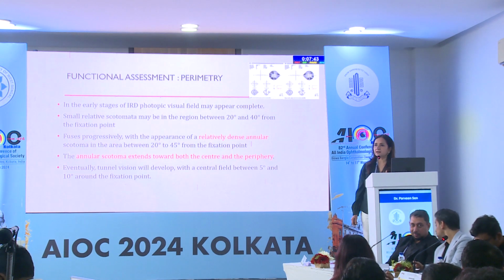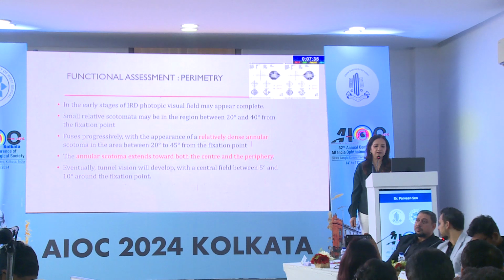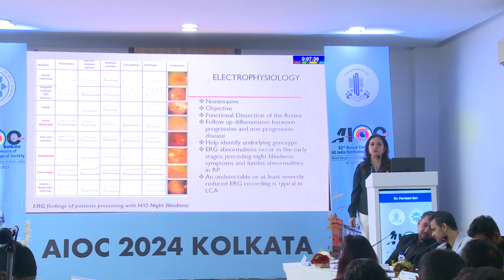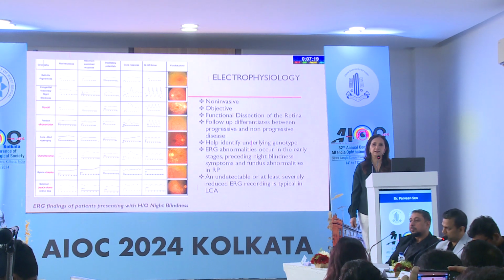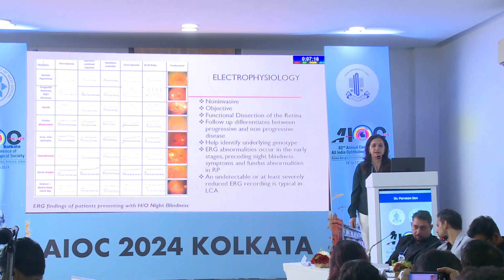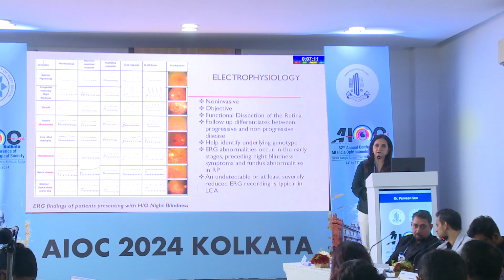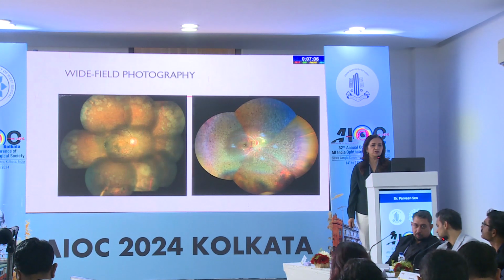Because we know that there are conditions when your BCVA or the visual acuity may be 20/20, but the patient is still visually handicapped because the visual field is extremely constricted. Electrophysiology is a huge contributor to the diagnosis of inherited retinal degenerations, and here I'm just giving you an overview of how each retinal degeneration would have a different kind of waveform and presentation, and how this can help us in diagnosis. And most importantly, it is non-invasive, it is objective, gives you a functional dissection of the retina, and in a few cases it can help you even diagnose the genotype.